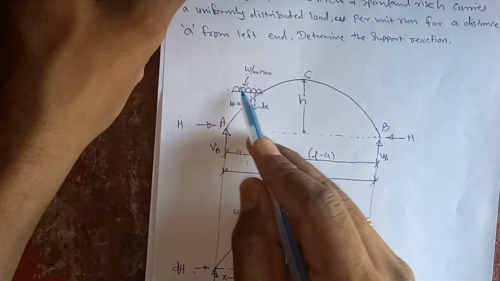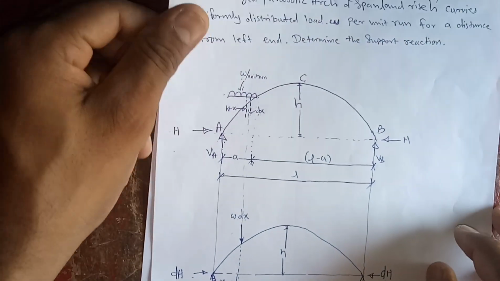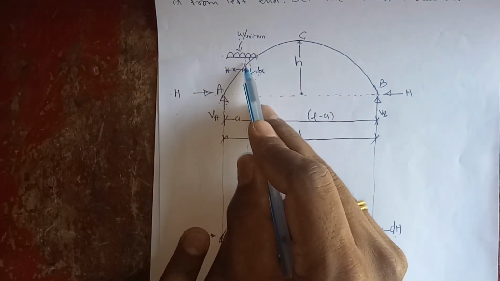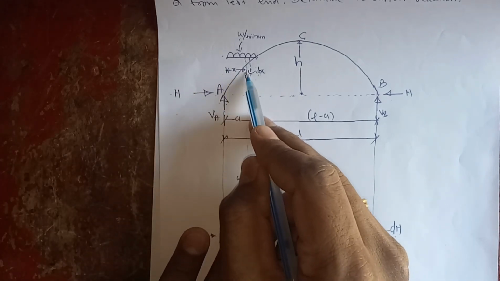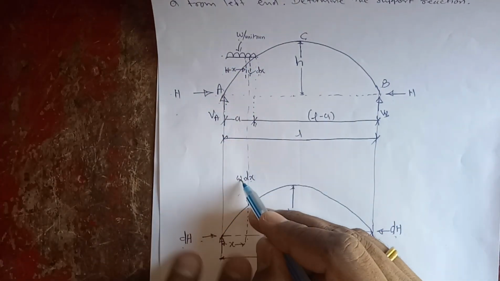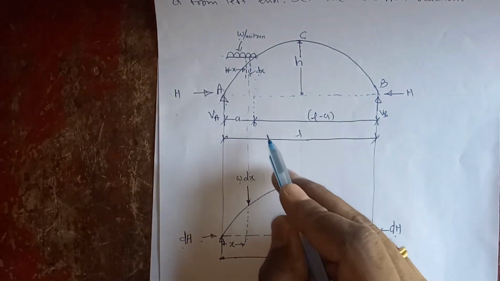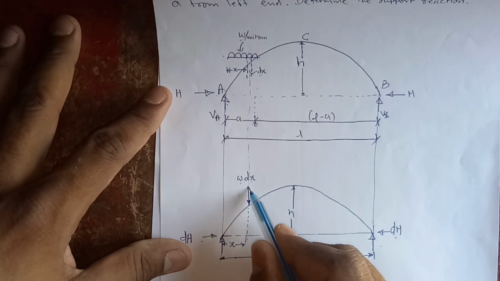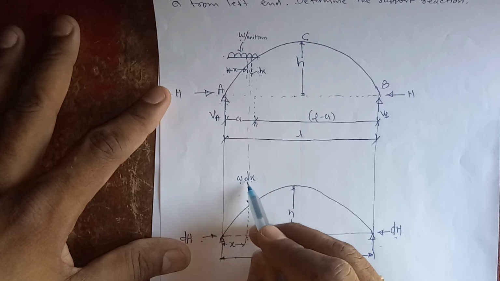So what we'll do, instead of considering that whole UDL, we'll consider a small length dx of this UDL, an infinitesimally small length dx, which is at a distance x from, say, support A. Then the load acting at that distance will be equal to W into dx. W is the intensity of this UDL, and the length is infinitesimally small. So this load will be acting like a point load at a distance x, and its intensity will be W into dx.